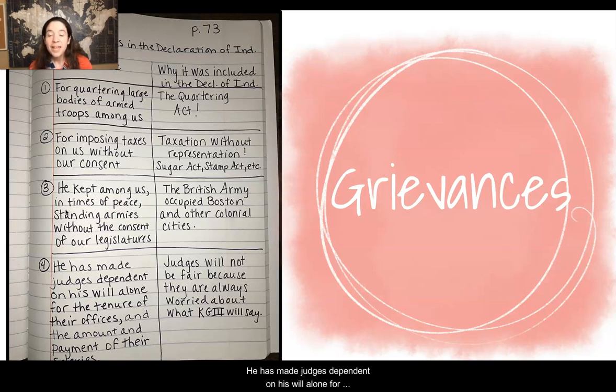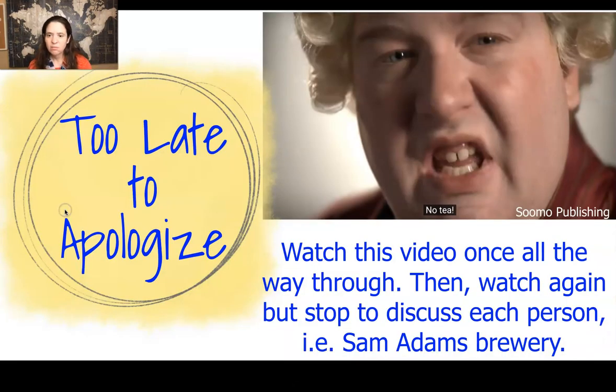He's made judges dependent on his will alone for the tenure of their offices and the amount and payment of their salaries. Can you imagine if judges were being paid and employed by King George III? Do you think they're going to rule fairly? Probably not. They're always going to be thinking, what would King George like for me to say or rule? Because he's paying their salaries. He's letting them have their job. So that would definitely be a big grievance because judges are not being fair.